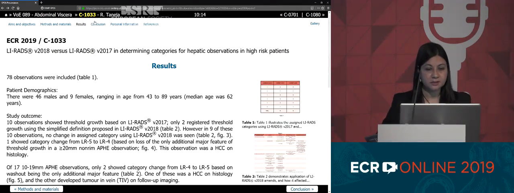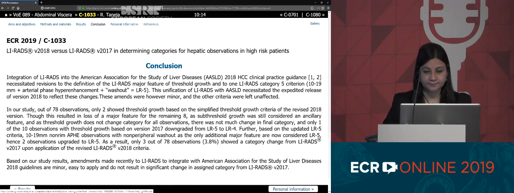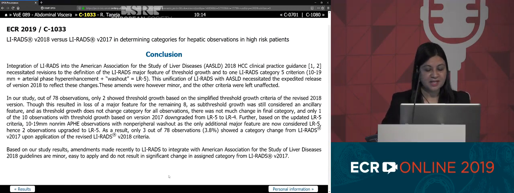So to conclude, amendments made recently to LI-RADS to integrate with the AASLD guidelines are minor, easy to apply, and do not result in significant change in assigned category from LI-RADS version 2017.